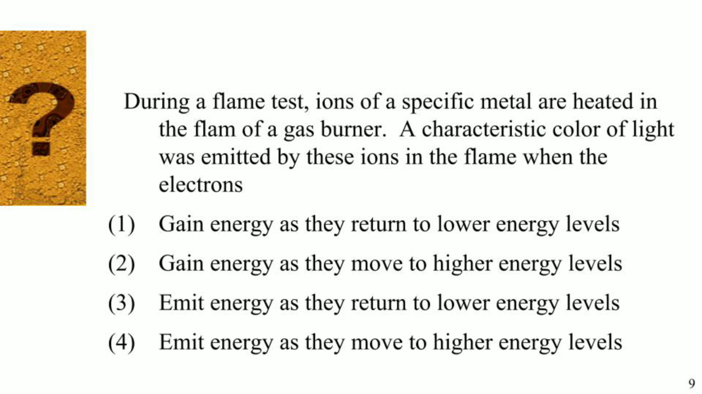Here is a Regents question testing your understanding of the Bohr model. A characteristic light is emitted by these ions in a flame when the electrons emit. Every time we see emit, we know this is a loss of energy. So the electrons emit energy as they return to lower energy levels.